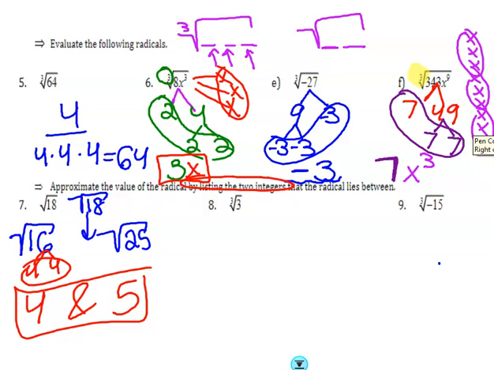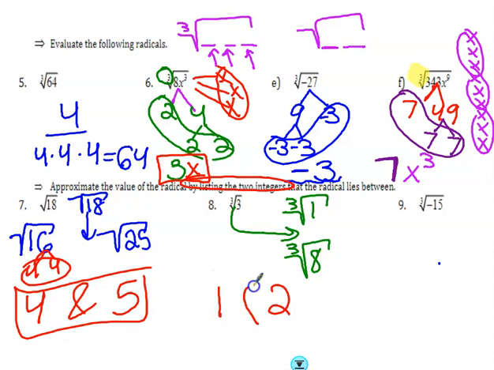The cube root of 3. So I have a cube root of 1, and then I have the cube root of 8. So the cube root of 3 would be between those two, looking at my chart. So the cube root of 1 is 1, and the cube root of 8 is 2. So this answer would be between 1 and 2. It'd be a decimal in between them.